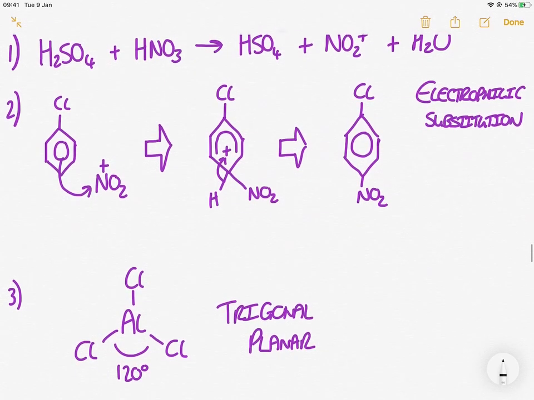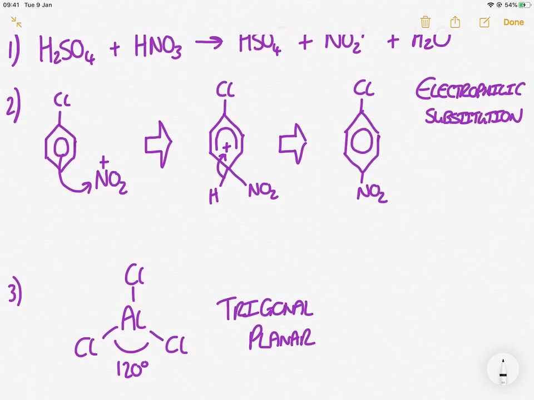Then your year 12 stuff. Aluminium chloride, AlCl3, is trigonal planar. If you're wondering how to arrive at that, go and watch a video about how to deduce shapes and electron pair repulsion theory, but the short version is aluminium has 3 bonding pairs and no lone pairs, therefore it's trigonal planar with 3 bonding pairs spaced equally out at 120 degrees to one another.